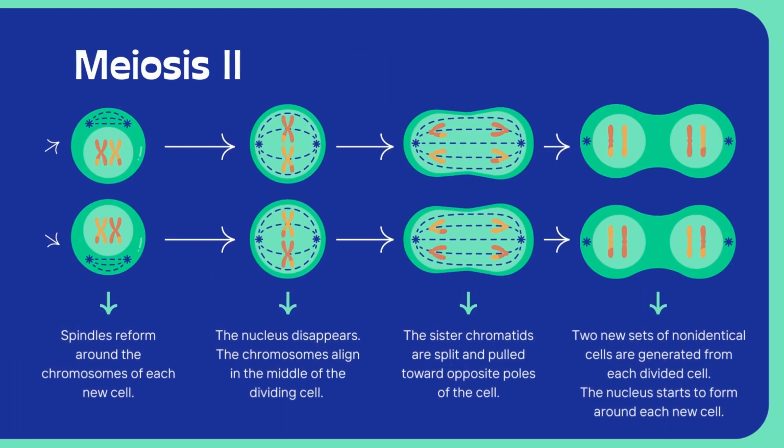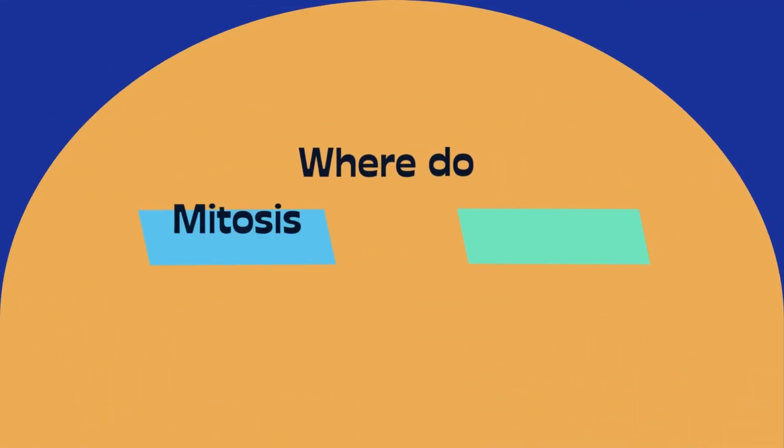Meiosis 2. Spindles reform around the chromosomes of each new cell. The nucleus disappears. The chromosomes align in the middle of the dividing cell. The sister chromatids are split and pulled toward opposite poles of the cell. Two new sets of non-identical cells are generated from each divided cell. The nucleus starts to form around each new cell.